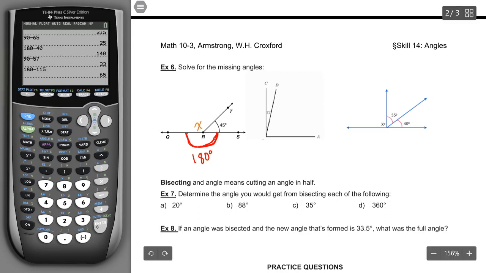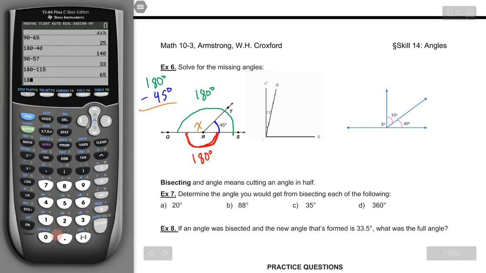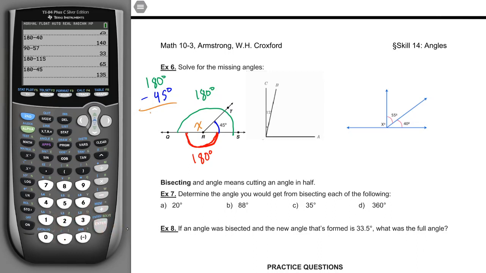Okay, but seriously, what this question is really trying to get at, presumably, is this angle in here. Let's call it X. We have a straight angle here as well. That's 180 degrees. And we have 45 degrees on one side. So this is going to be our full 180 degrees, take away our 45 degrees, and that gives us our x. 180 minus 45 is 135 degrees.